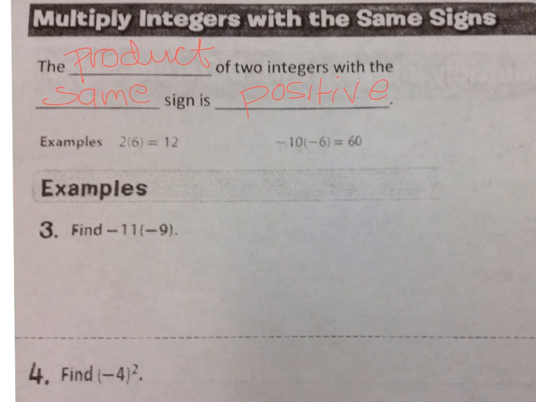So what that means is if we have a positive times a positive, of course that's going to result in a positive. But now when we have a negative times a negative, that's also going to result in a positive. So the following examples show you a positive 2 times a positive 6 gives you a positive 12. And then when we have two negatives, a negative 10 times a negative 6 gives you positive 60.